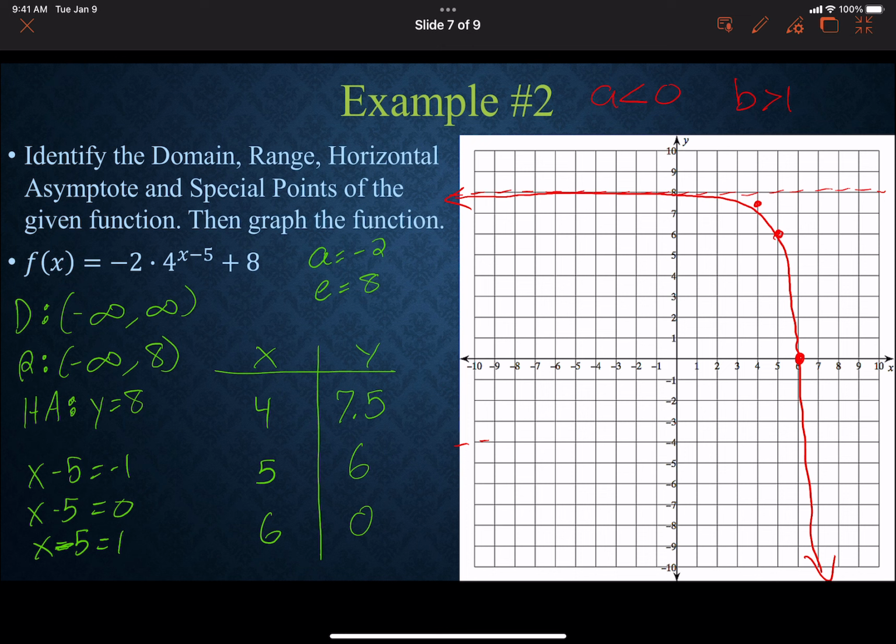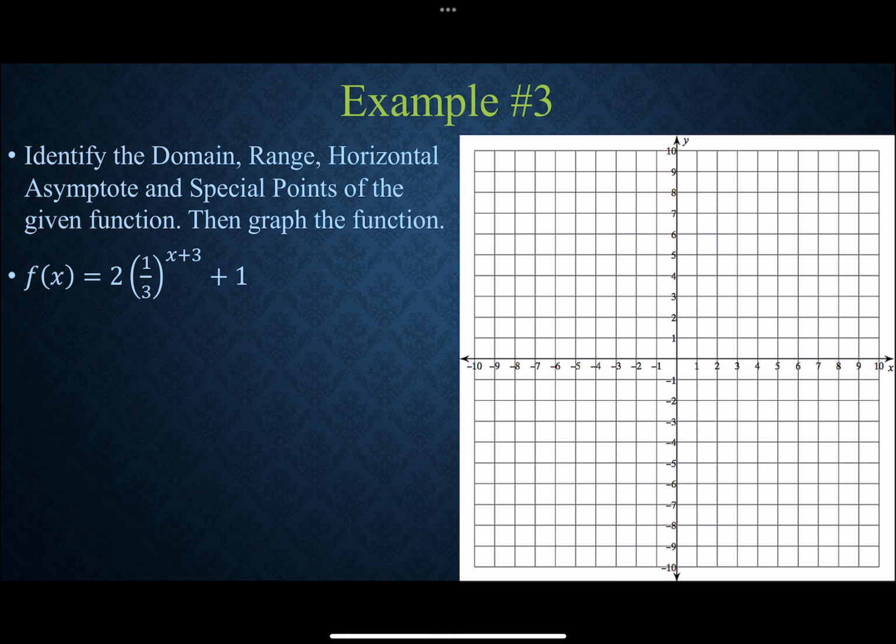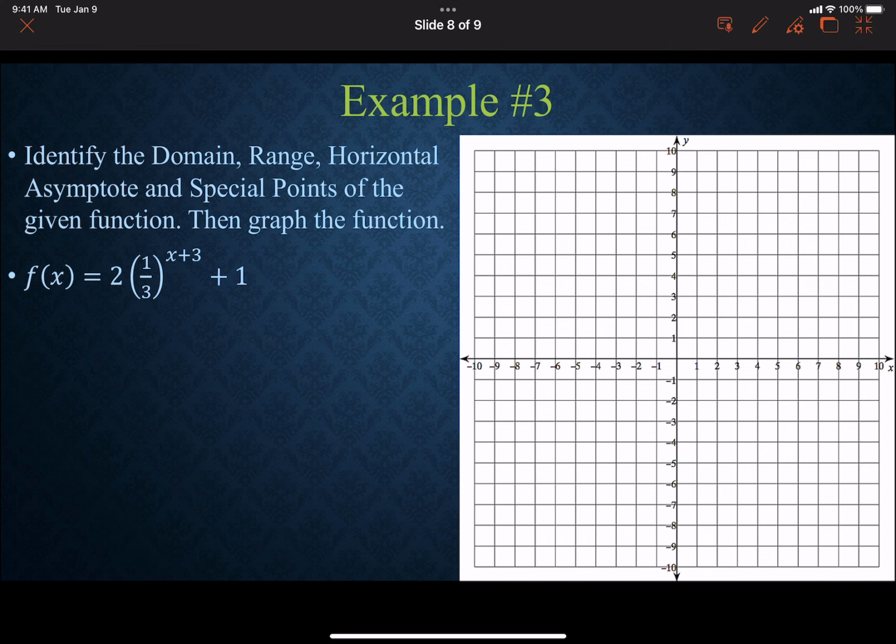So for the next 2 graphs, you can see B is a fraction, but it's not going to change our overall process. We're still recognizing that our domain is, as for all exponential functions, negative infinity to infinity. Our range is still based on the fact that A is a positive value. E is 1, so we're going to go from E to infinity for the range because A is positive. The horizontal asymptote would occur at y equals 1 because that's where E is.